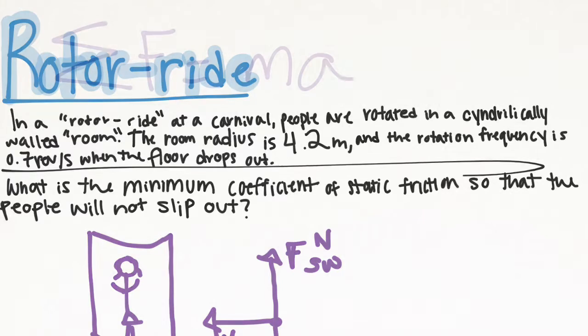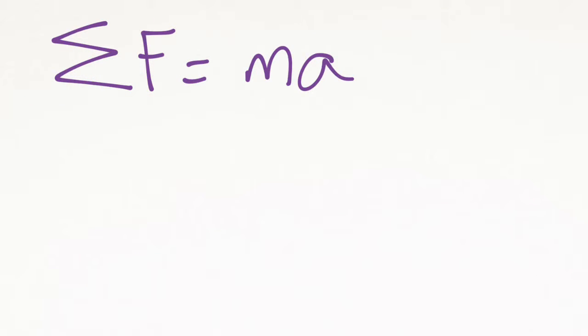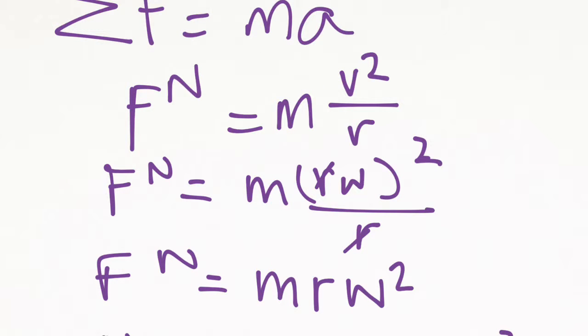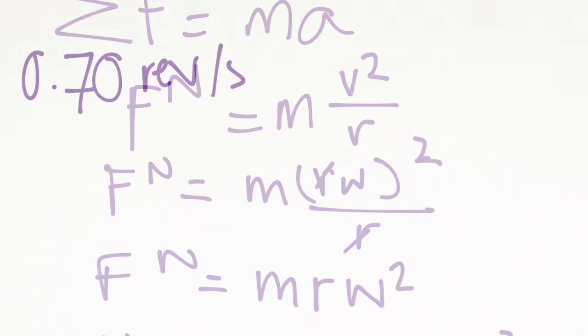So we can start off with our normal equation, force is equal to mass times acceleration. And since we know acceleration is v squared over r, we can plug that in, and then the velocity is also equal to r times w, which we can plug in, and then cross out the r's, and we're left with F is equal to mass times the radius times the angular velocity squared.